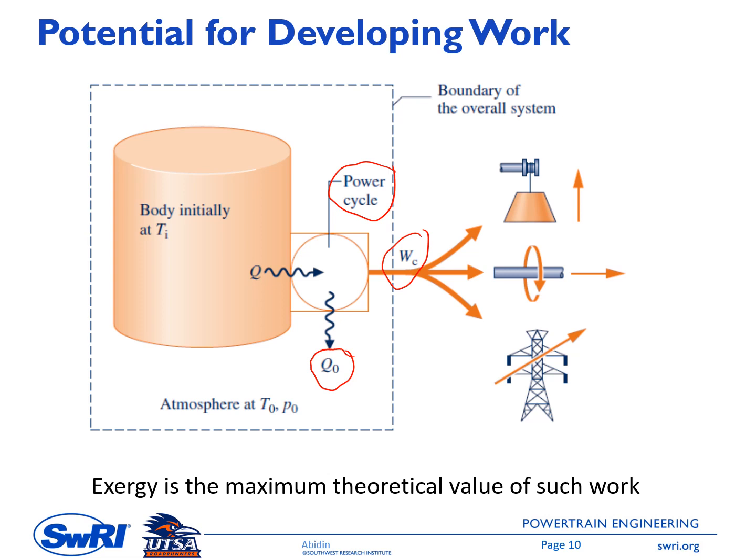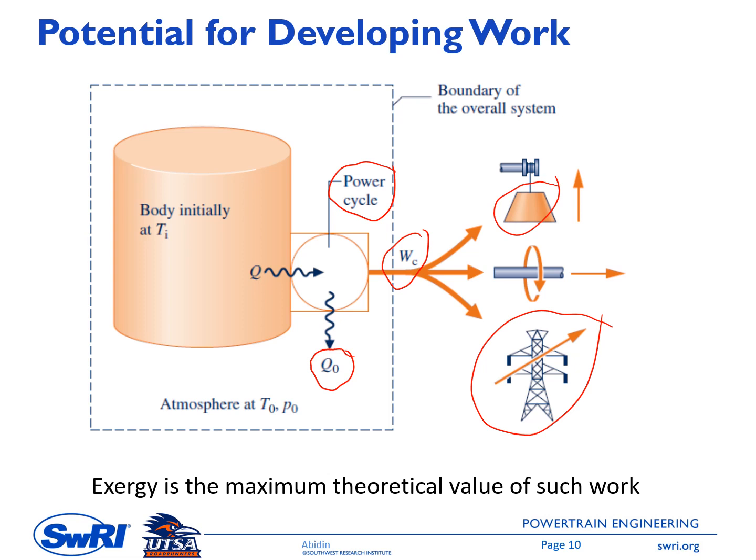And some of this Q can be used to produce work. This work can be used to lift a mass, it can be used to rotate a shaft, and then can be coupled with a generator to generate electricity, like this one. So exergy here is the maximum theoretical value of such work. Once again, now you get a little bit of an idea about what exergy is.